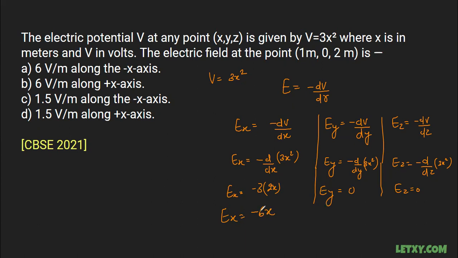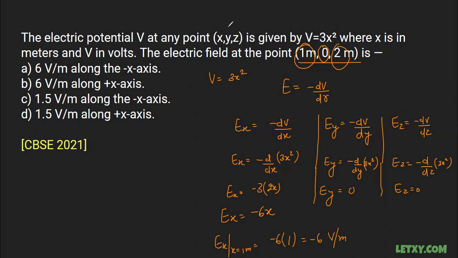But this is still not completed because we have to find the electric field at this particular point. This is the x coordinate, this is the y coordinate, and this is the z coordinate. Ey and Ez are coming out to be 0. So we have to write Ex, and the x value is 1 meter. Sorry, this is not -1, this is 1. So it is coming out to be -6, and the SI unit of electric field as per this formula is volt per meter.